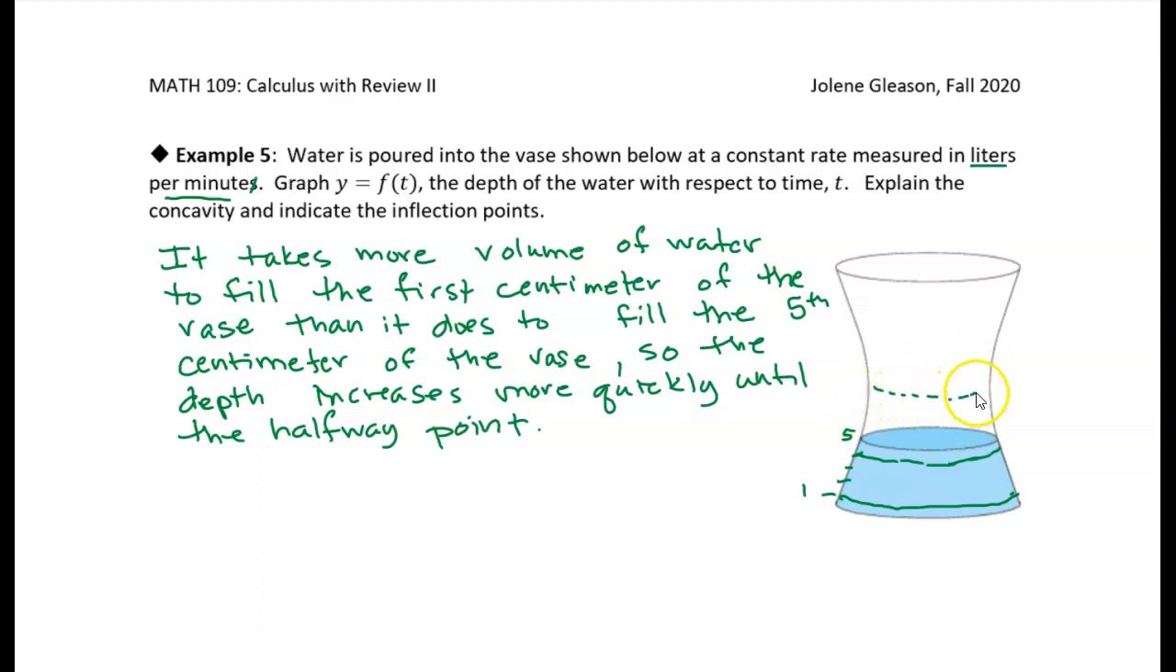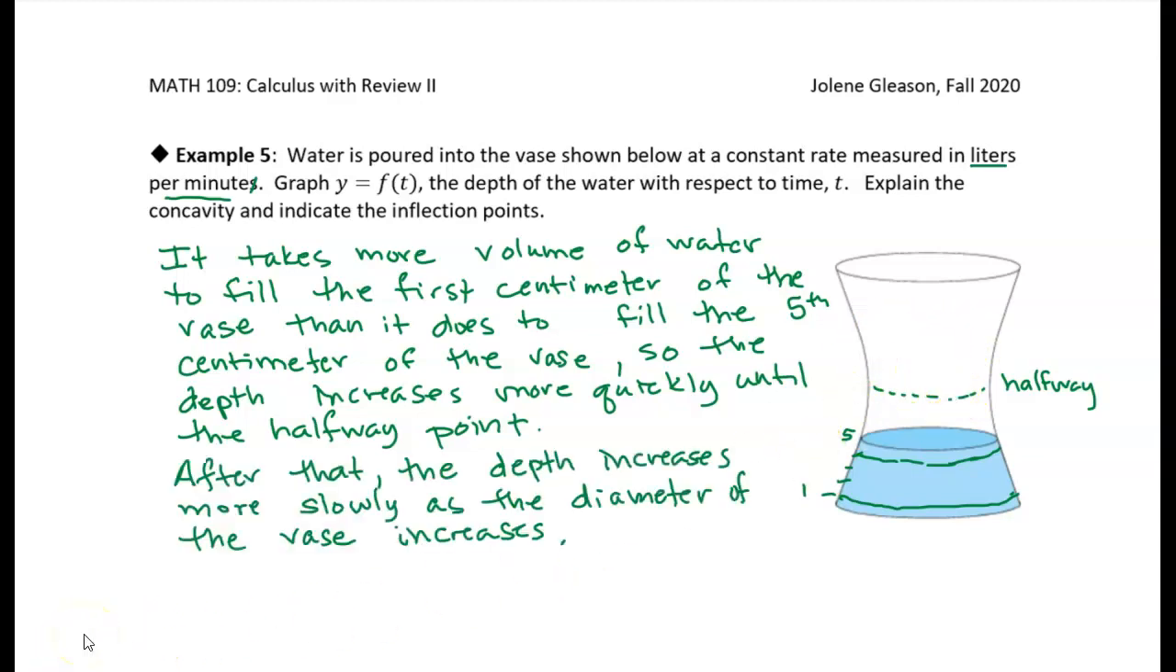So let's say this is the halfway point, and at that point the vase starts to become wider. Now the volume required for each centimeter is going to increase. So after the halfway point, the depth increases more slowly as the diameter of the vase increases.